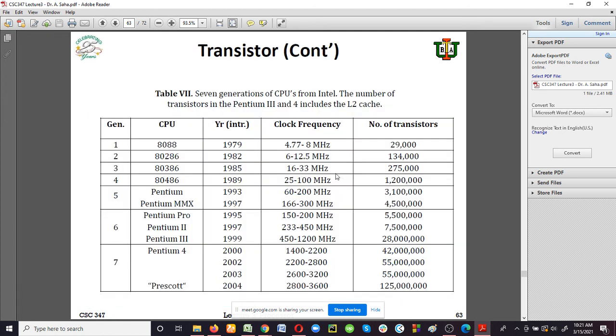Yes, sir. Here it is talking about how CPUs are coming generation by generation, and here it shows from Intel which CPUs came in the 7th generation, and the number of transistors in the Pentium 3 and 4 includes the L2 cache. With the table, from the 8088 to the Pentium 4 Prescott, if you look at the right side column, you will find how many transistors are increasing day by day in a single processor. You are looking at billions of transistors. It also shows the release year, the clock frequency and the number of transistors of the 7th generation processors. So you can see that the number of transistors has been increasing significantly.